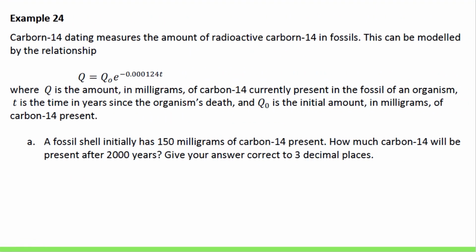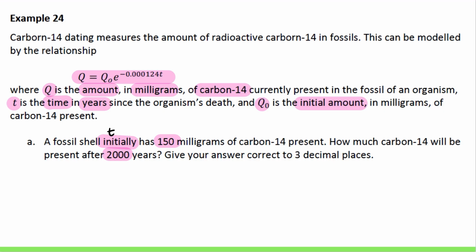Okay, moving on to the next example. Carbon-14 dating measures the amount of radioactive carbon-14 in fossils. This can be modeled by this particular relationship over here, where Q is the amount in milligrams of carbon-14 currently present in the fossil of an organism, and T is the time in years since the organism's death. Q0 is the initial amount in milligrams of carbon-14 present. So lots of important information there. Part A says a fossil shell initially, keyword, has 150 milligrams of carbon-14 present. How much carbon-14 will be present after 2,000 years? Give your answer correct to 3 decimal places.